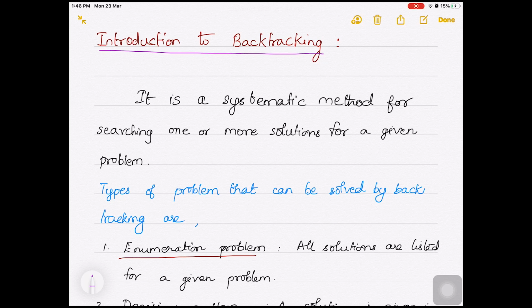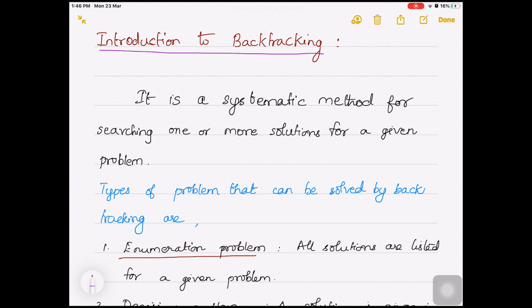Let us see about the introduction of backtracking. Backtracking is a systematic method for searching one or more solutions for a given problem. Backtracking uses a brute force approach and it is not an optimization method, whereas dynamic programming gives the optimal solution for a given problem. Here in backtracking it finds all possible solutions and represents the solution in the form of a state space tree.